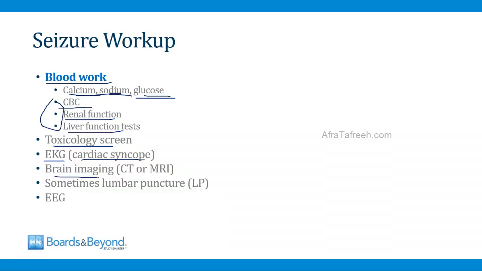After this, brain imaging is often done, things like a CT or an MRI. This is to look for brain tumors or bleeding in the brain. Sometimes a lumbar puncture is done if you think the patient might have meningitis or encephalitis. And then one of the last tests that's done is an EEG. This is done only after all these other tests have been done and have been negative, and you still have a patient with unexplained seizures.